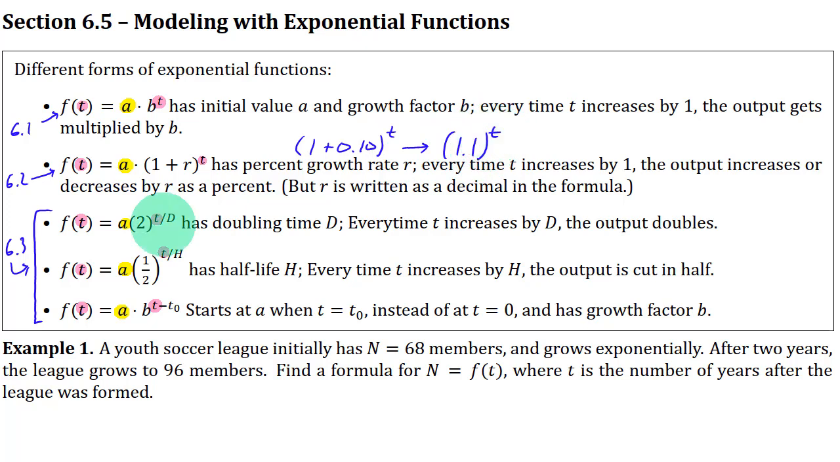And we talked about doubling times in 6.3 and half-lives. With this one, every time the input t increases by d, whatever that is, that's going to make this fraction go up by 1, and the whole result gets multiplied by 2. And same deal with half-life. With the last one here, when you plug in t equals t0, that's going to make the exponent be 0, which makes the whole result just become a times b to the power 0, which is just 1. So you just get f of t0 equals a.